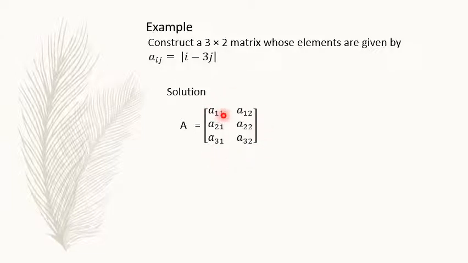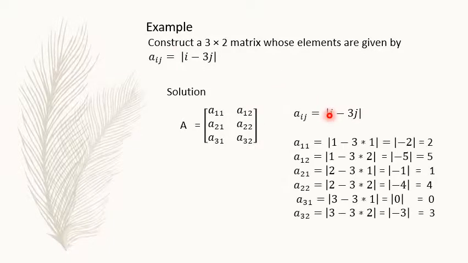A11, first row, first column entry. A12, first row, second column entry. A21, A22, A31, A32. So we need to find A11, A12, A21, A22, etc. So what is the formula for this? Aij equal to modulus of i minus 3j.